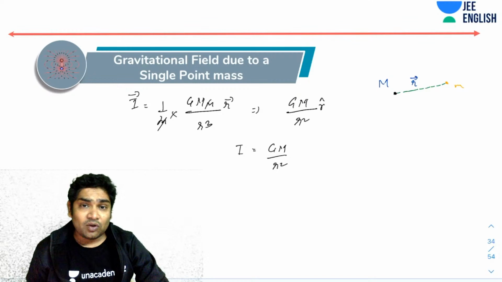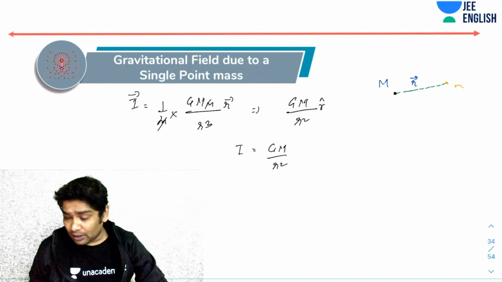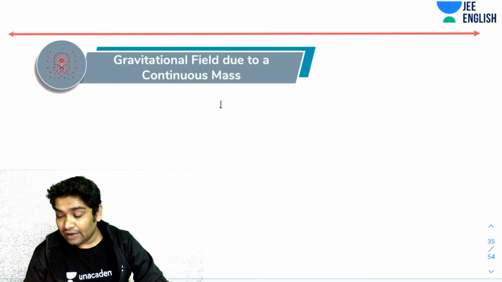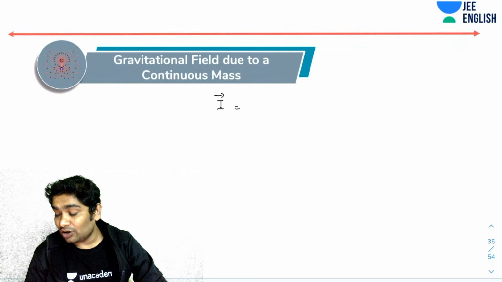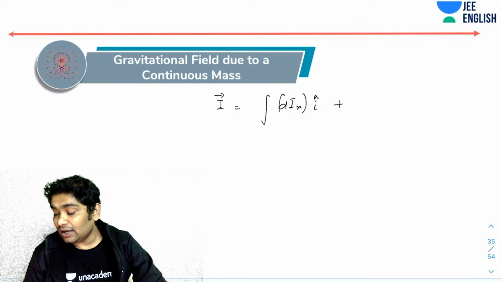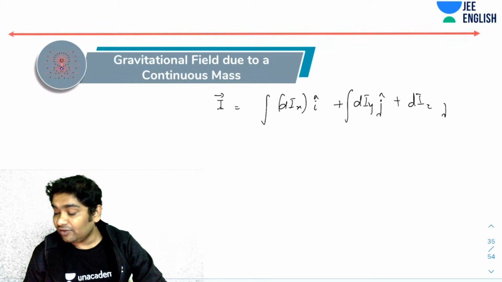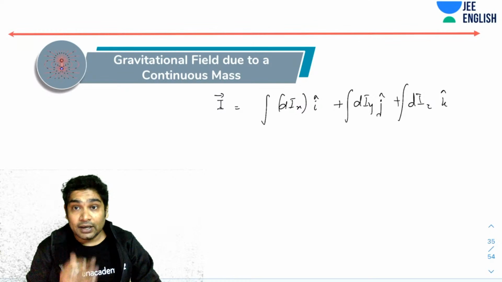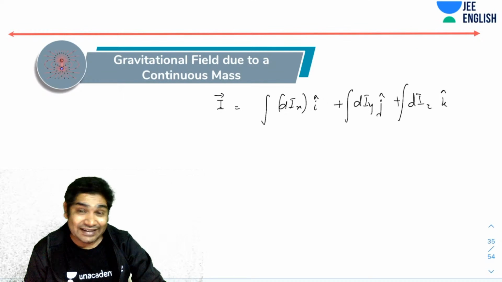This is very, very simple. Now, once you know the gravitational field intensity due to a single point mass, if you had to find the gravitational field intensity due to a continuous mass distribution, then I vector would have been equal to the integration of dIx i cap plus dIy j cap plus dIz k cap. Now, please remember whenever you're performing integration over vectors, you perform integration over the components, not for the whole vector. Why so? Because integration is scalar addition. So you cannot add vectors like scalars.